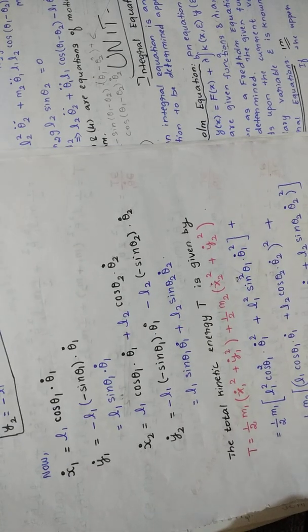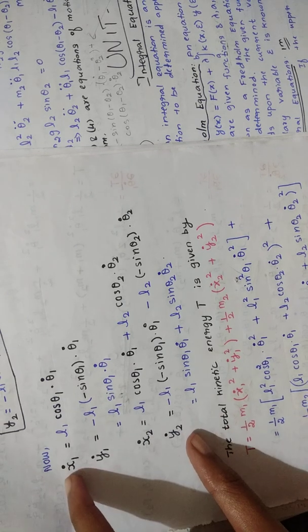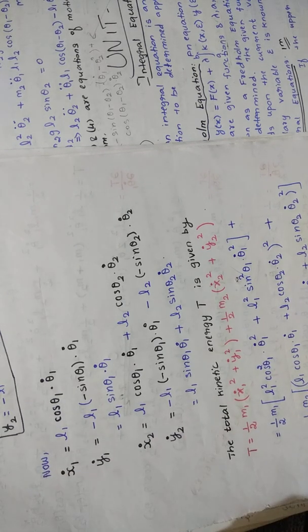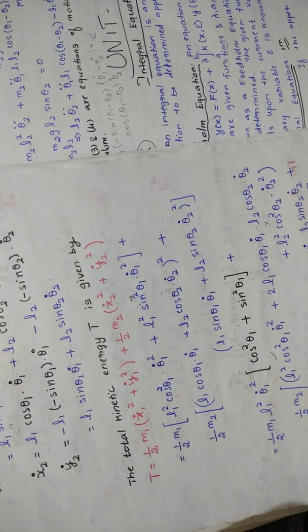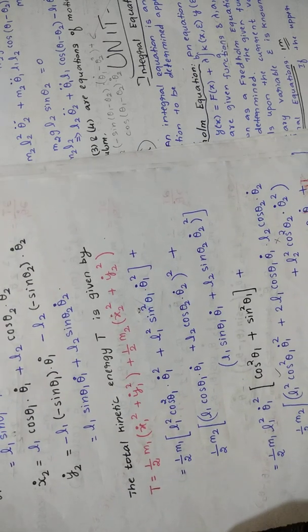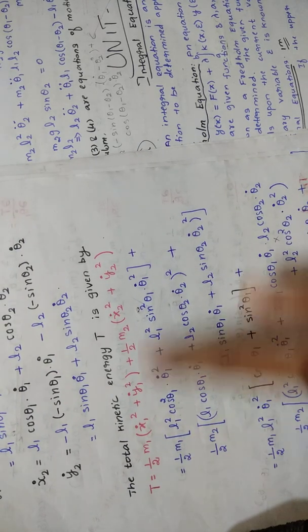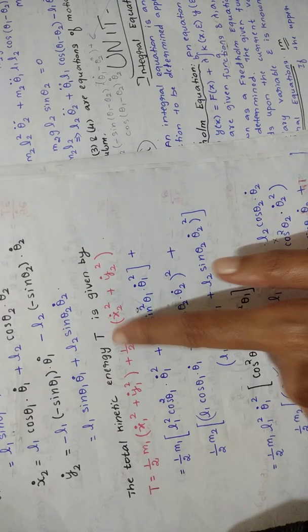Now after finding all these, this is the second step of the derivation. What is the first step? You are finding x1, y1, x2, y2, and in the second step you are finding x1 dot, y1 dot, x2 dot and y2 dot. Is that clear? Now you are finding the total kinetic energy T.